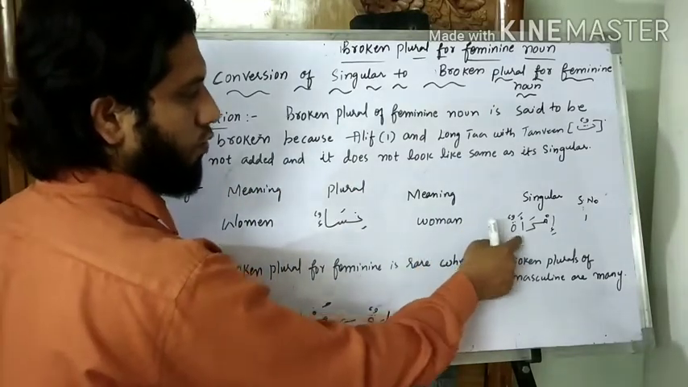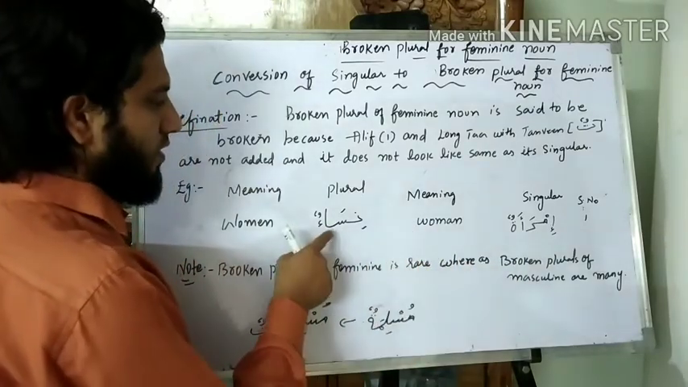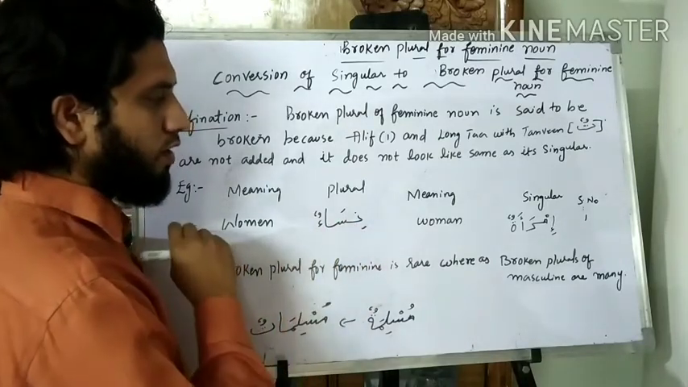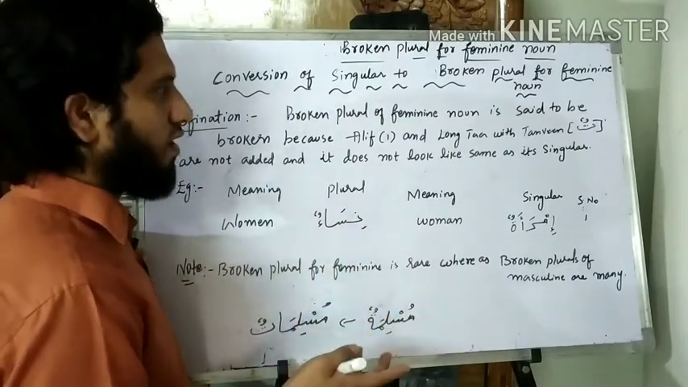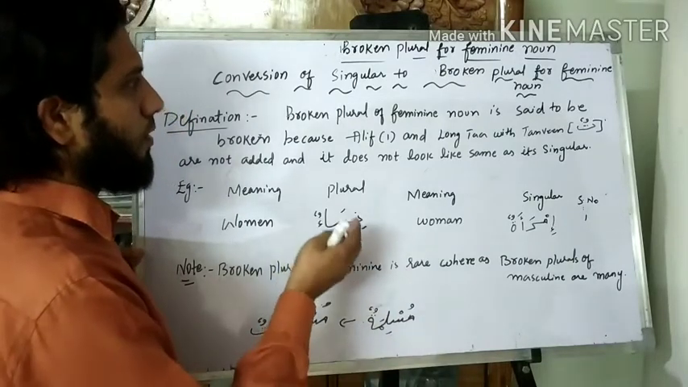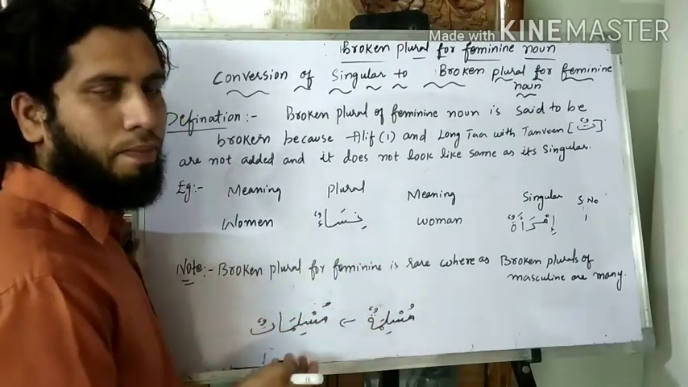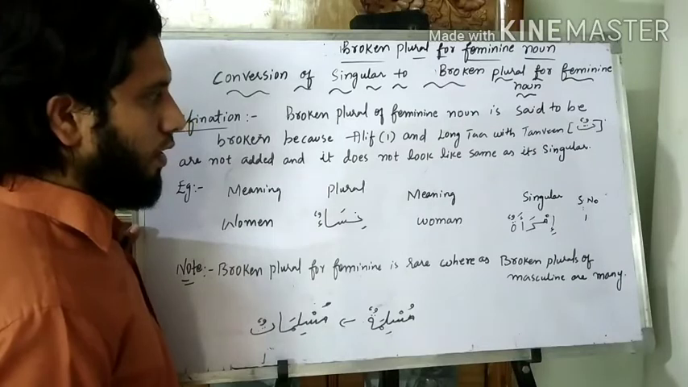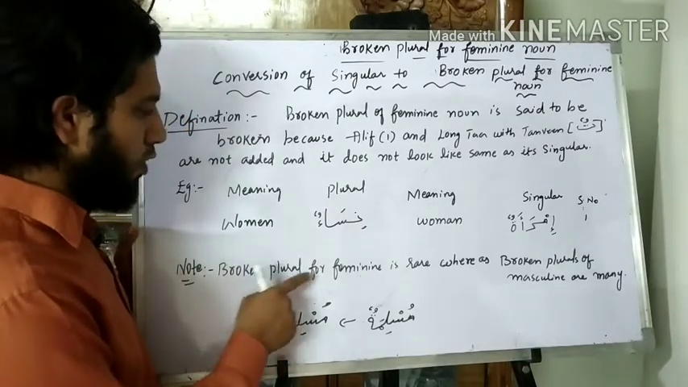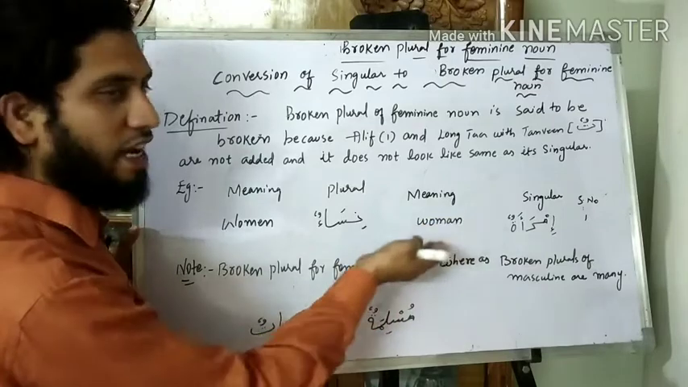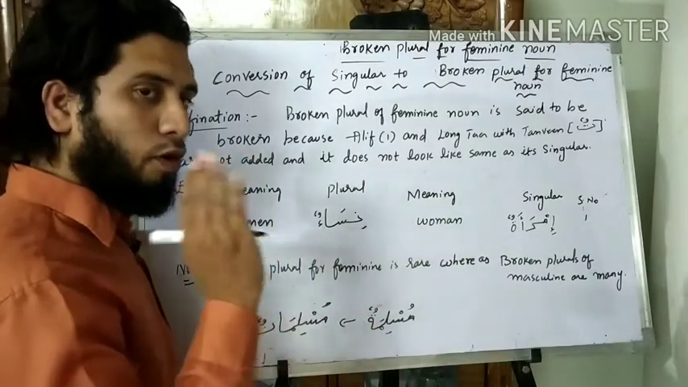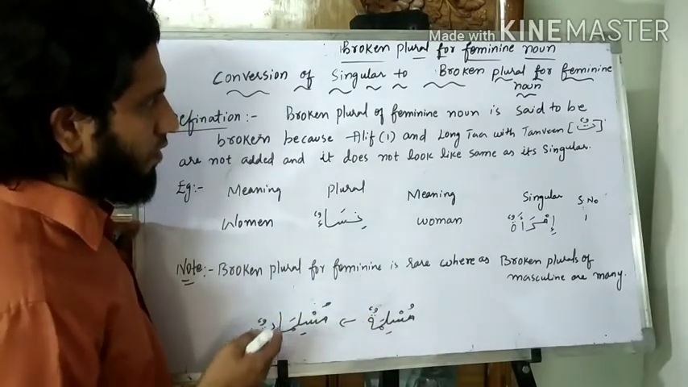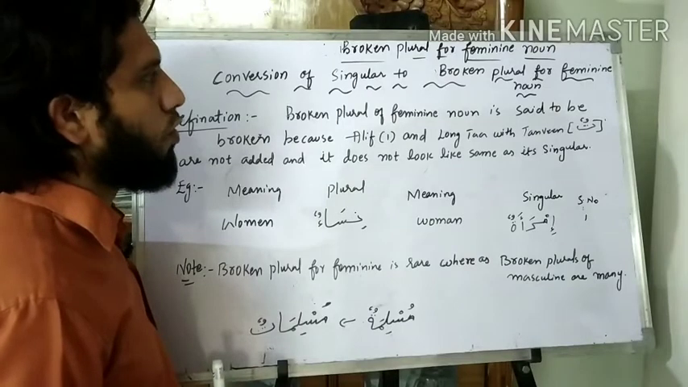For example, imraatun means woman. The plural is nisaun, women. Here the word got completely changed. No alif ta, nothing. So it does not have any particular pattern. You have to memorize these kinds of words. And you should note this point also: broken plural for a feminine noun is very rare. I have given only one example, whereas broken plurals of masculine are many. I hope you have understood this broken plural for feminine noun.